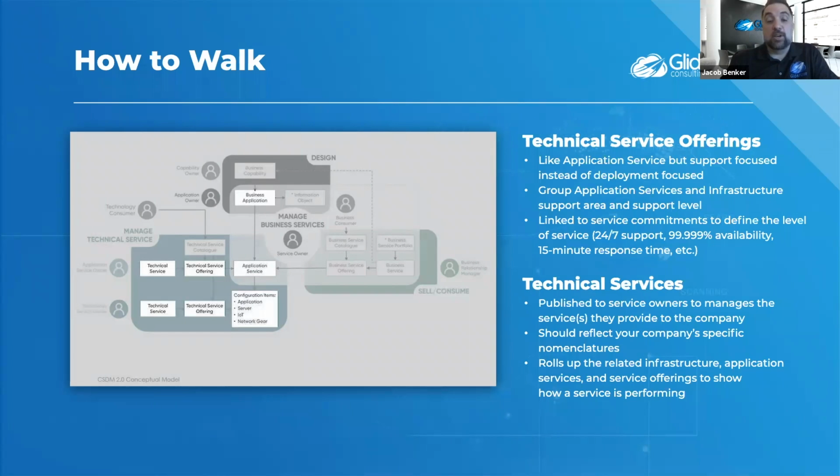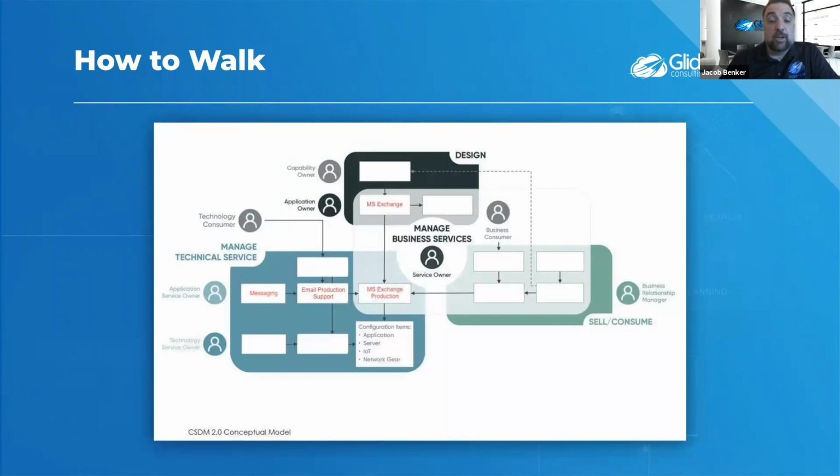As you can see, it's a roll-up of your application services and technical service offerings. So a single technical service can have multiple service offerings and multiple application services rolled up underneath it. Let's go ahead and look at some examples here.